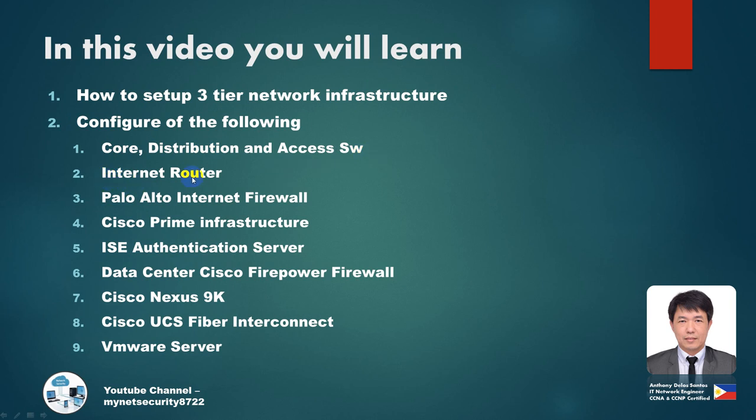We will also install an internet router for our internet access. We will also install Palo Alto that will serve as our internet firewall. We will also install Cisco Prime for our SNMP, ISE for our authentication server for our login to our switches and other devices. On the data center side, we will install Cisco Firepower Firewall and also Cisco Nexus, Cisco UCS Fabric Interconnect and VMware Server.